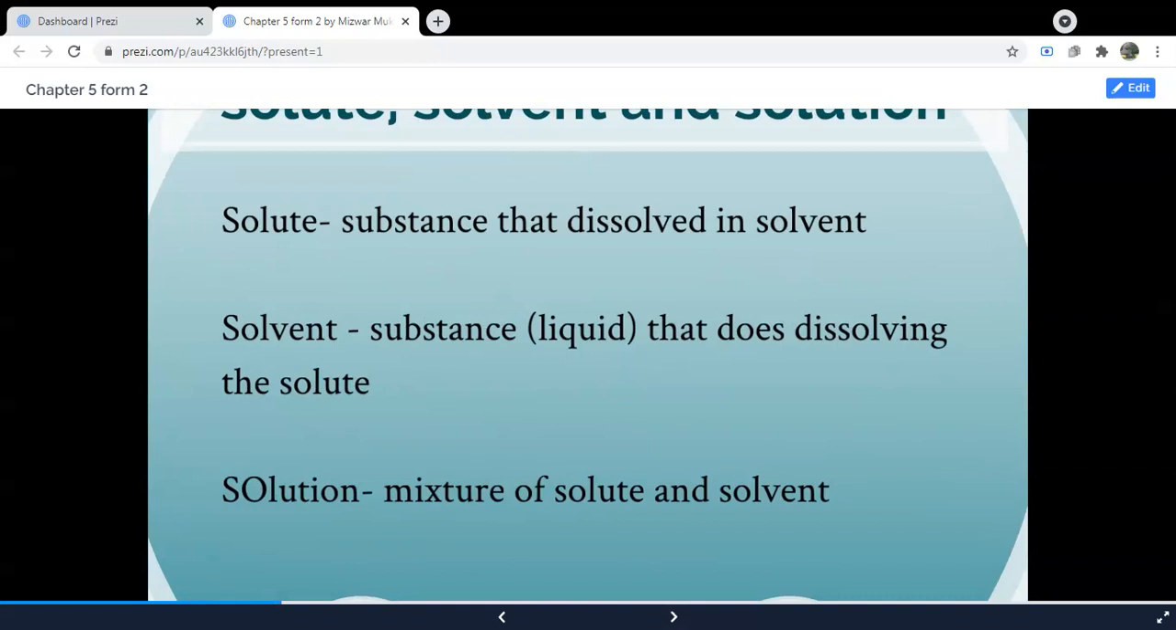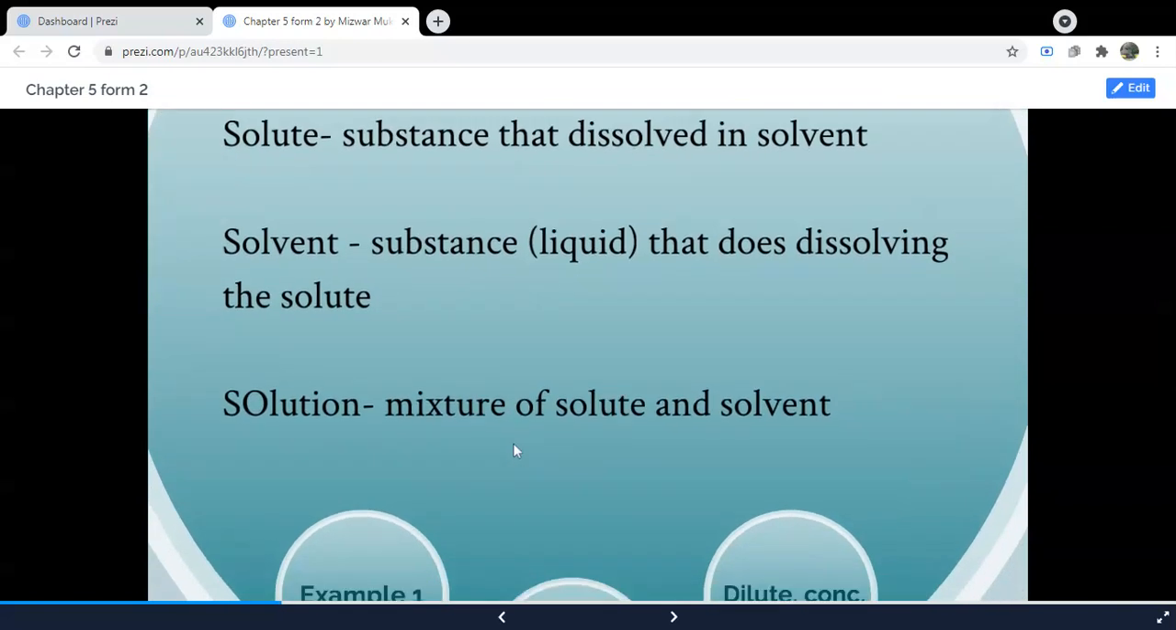Solute ni selalunya dalam bentuk solid lah. Solvent is a substance, usually in the form of liquid, that does the dissolving of the solute. And solution is the mixture of solute and solvent. Jadi maksudnya secara ringkas, solute plus solvent dia akan jadi solution.